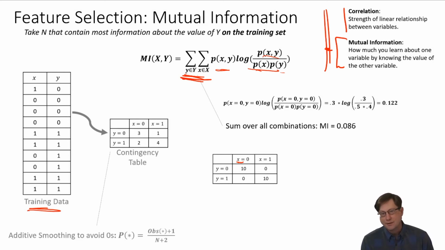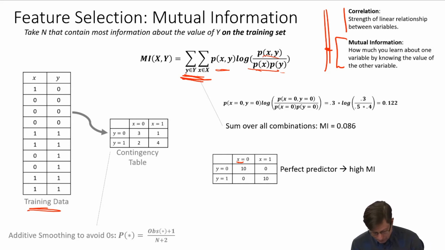Think about it for a second. Okay, it turns out that if you know X, you know Y. They're essentially the same variable. So in this case, you'd say it's a perfect predictor. Feature X is a perfect predictor of what you're trying to do among the training samples. And so it would have a very high mutual information score.